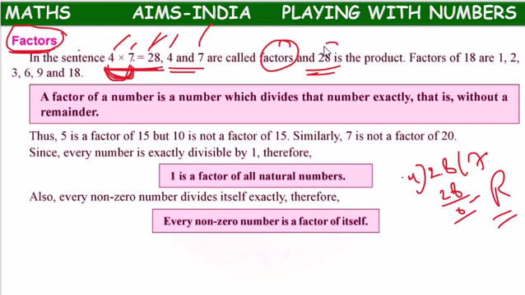Here 28 is the product, and the numbers which are involved in the product are called factors.